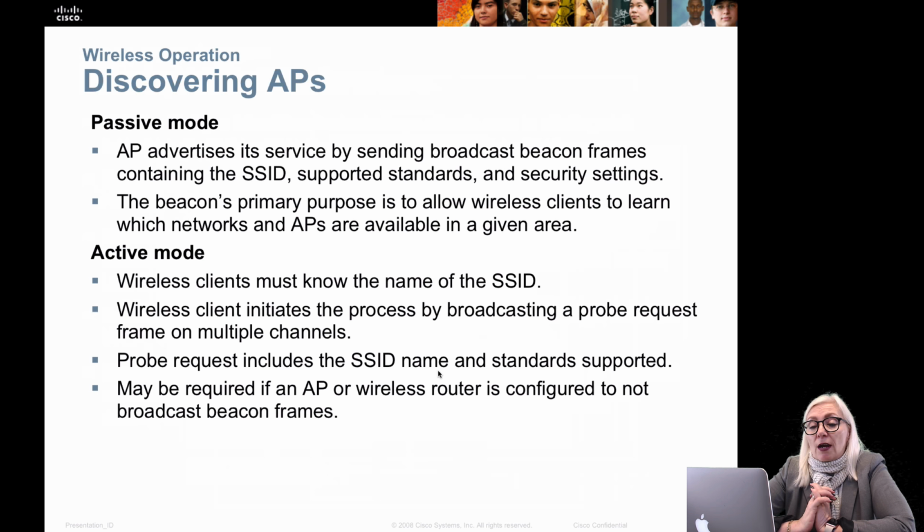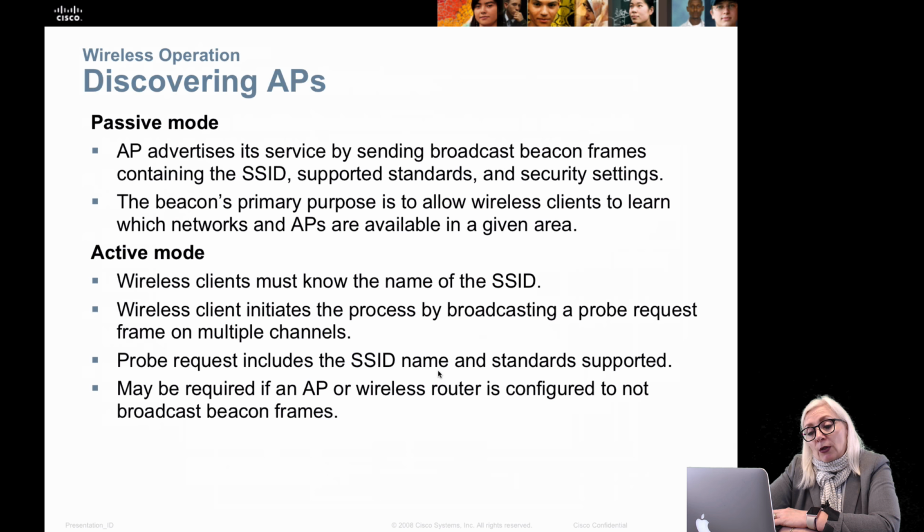When we're looking at discovering the access points, there are two different ways. We have an active mode and a passive mode. The passive mode actually refers to us as clients, which means that we don't have to do anything actively because the access point is sending out their SSID all the time and advertising themselves on the wireless network. So these beacons that are sent out, for instance, tell us the SSID, but also which standard it supports and what kind of security settings it has.